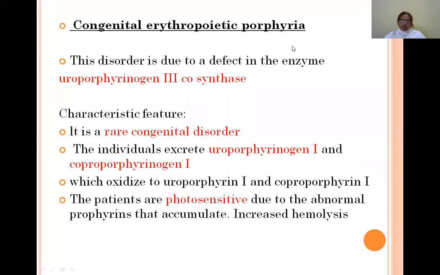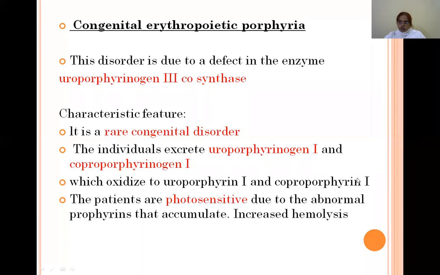Congenital erythropoietic porphyria is mainly due to the deficiency of uroporphyrinogen III cosynthase. This is a rare congenital disorder. The individuals excrete uroporphyrinogen I and coproporphyrinogen I, which are oxidized to uroporphyrin I and coproporphyrin I.